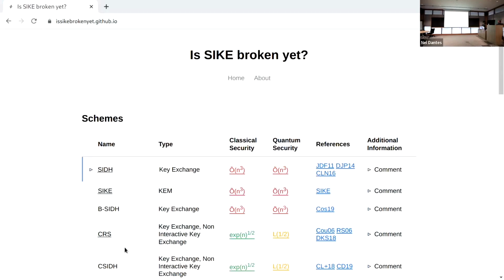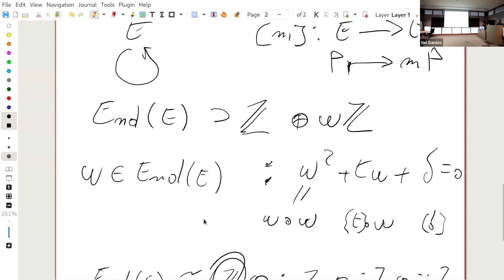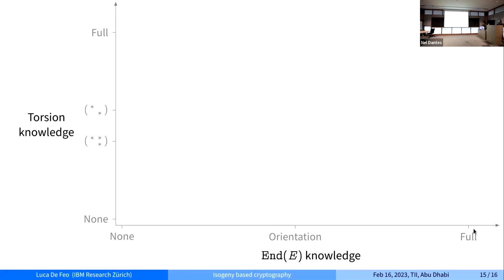Sometimes, where is it? It's here. Sometimes I will know something like this. I will know, of course, that Z is contained, but we will also know one endomorphism omega, and this is what we call an orientation. Don't really have the time to go into why this is called an orientation. You need to see more pictures to see where the orientation comes from. But sometimes you have these supersingular elliptic curves with endomorphism ring, which is a rank 4 lattice, but you only know a rank 2 sublattice of this full lattice. And so this is what I call here the orientation case. And the full case is where you know all the endomorphism ring of the elliptic curve.